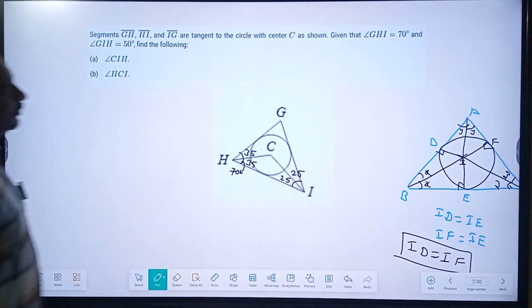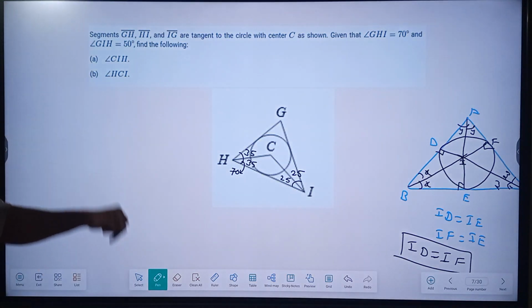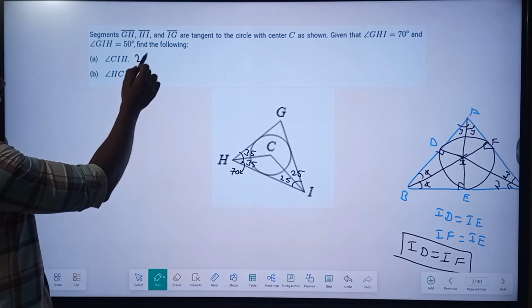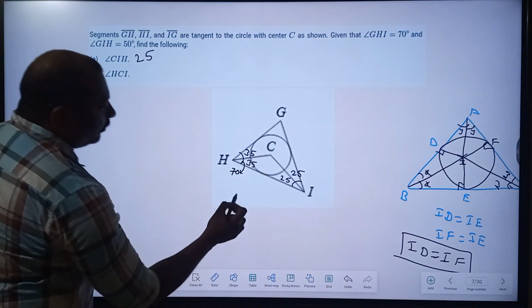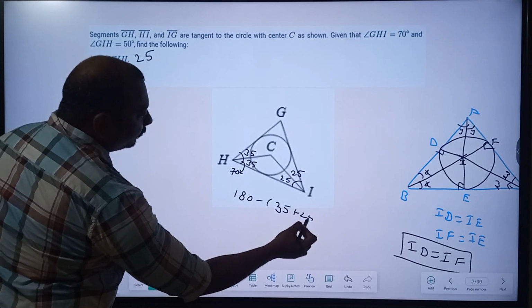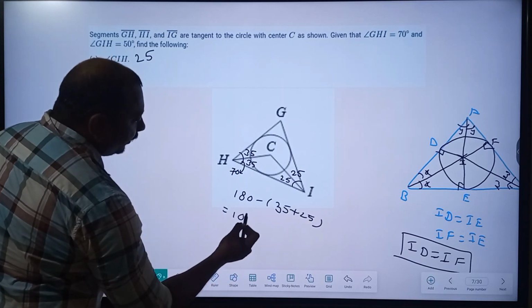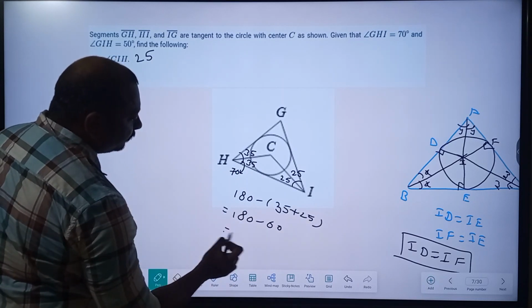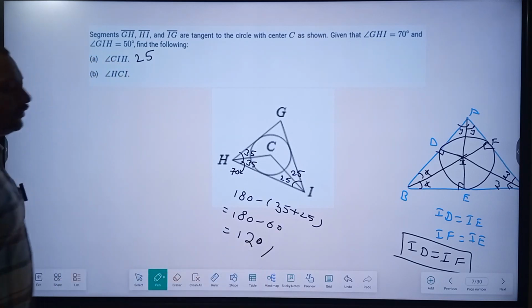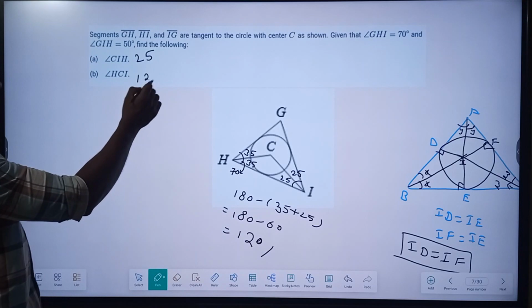Here it will be 25. So angle CIH is 25, and angle HCI is 180 minus of 35 plus 25, which is 180 minus 60, which is 120, right? This is the required angle, 120.